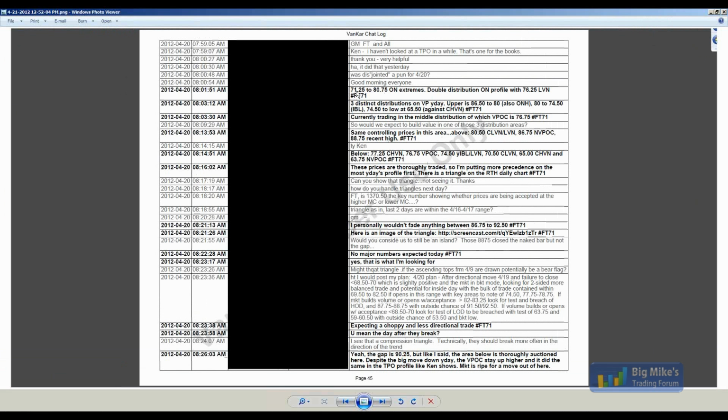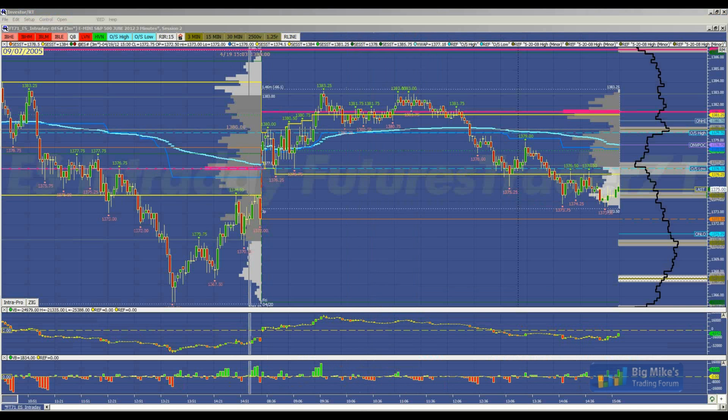I come in and I say 71 quarter and 80.75 are the overnight extremes, double distribution on the profile. So I do look at the overnight session, and that's the information I gather from it. This is what's important. 3 distinct distributions on the volume profile yesterday. I'm talking about Thursday's volume profile. So what I'm saying here is there are 3 areas.